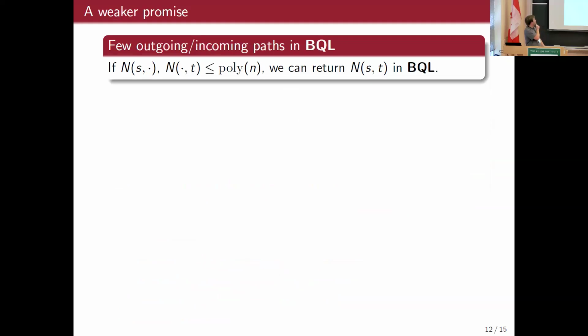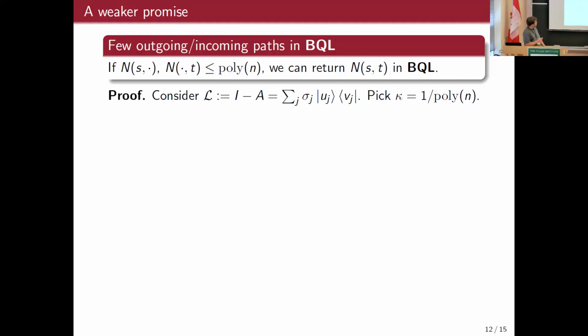Okay, let me mention one more generalization of our results. We can relax the condition of the number of paths being polynomially bounded between any two nodes. It in fact suffices to only demand that the number of paths outgoing from S and the number of paths incoming to T are polynomially bounded. So how can we do this? We again consider this matrix A, identity minus adjacency matrix, and then we can write it in its singular value decomposition. And we pick some threshold kappa, which will be some 1 over poly.